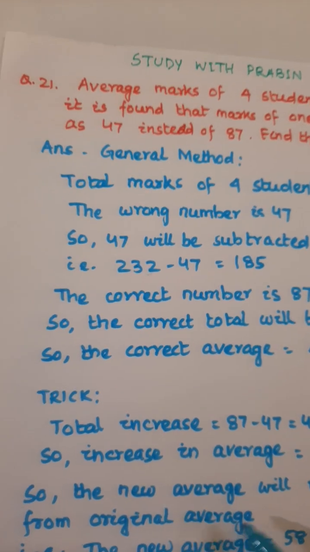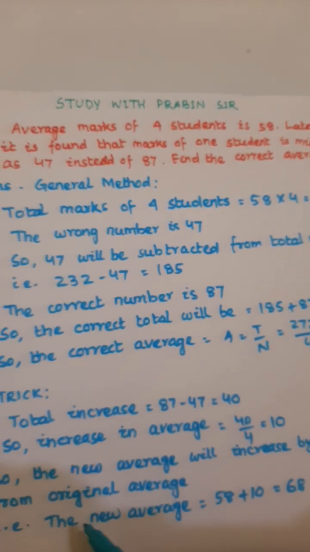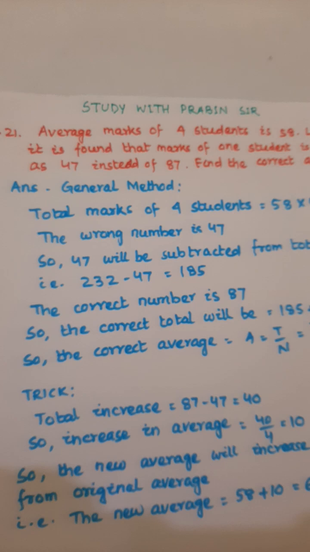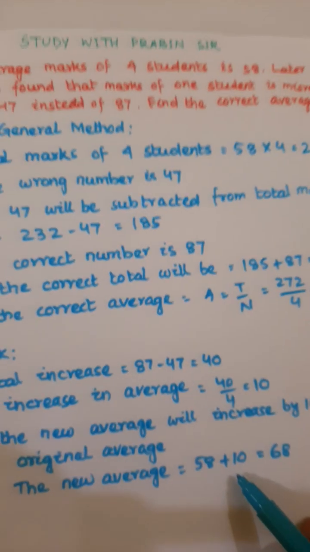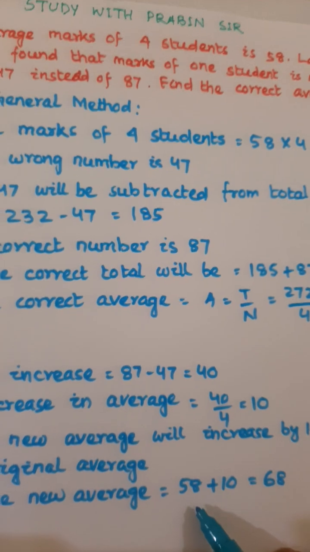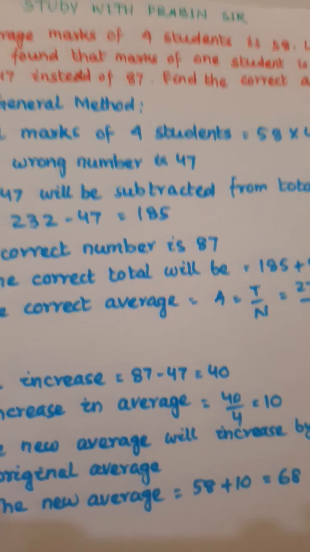Now the new average will be increased by 10 from the original average. So the new average will be the original average plus 10. Here the original average is 58. So 58 plus 10 is equal to 68.